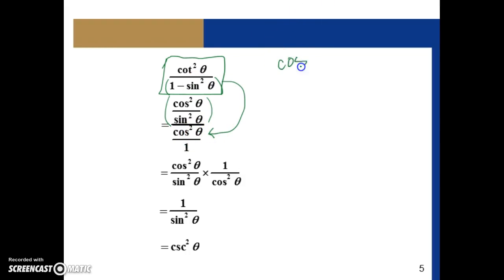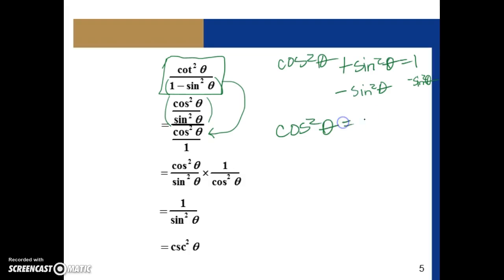If the cosine squared of theta plus the sine squared of theta equals 1, then if I subtract sine squared of theta from both sides of this equal sign, it has to be true that the cosine squared of theta equals 1 minus the sine squared of theta. So we took this expression and rewrote it as cosine squared.